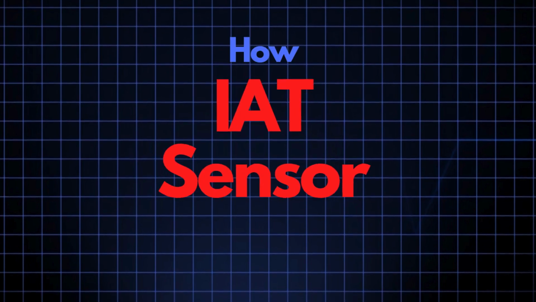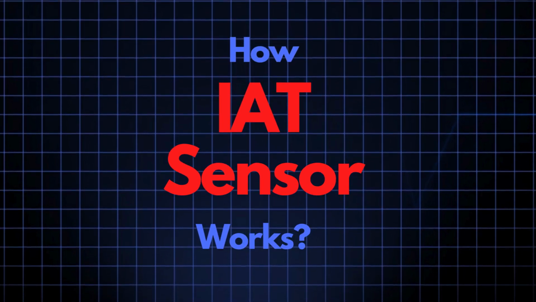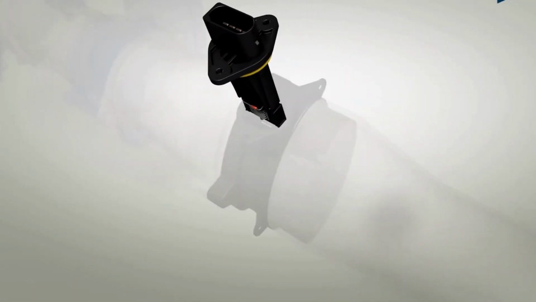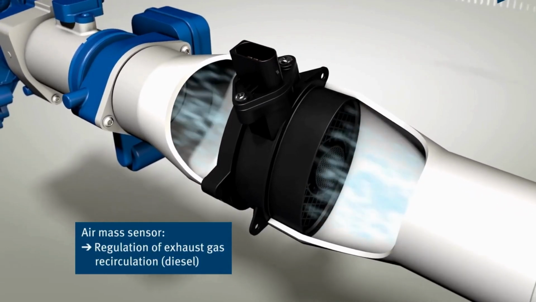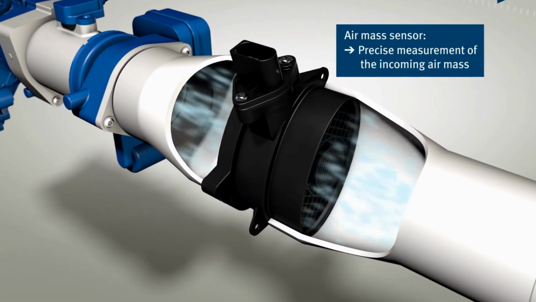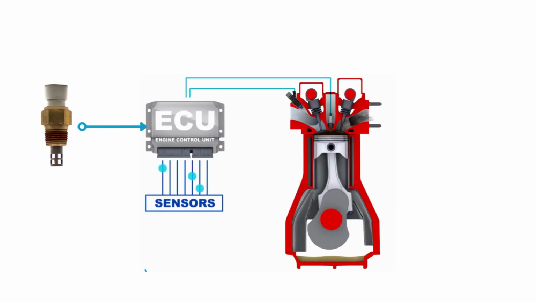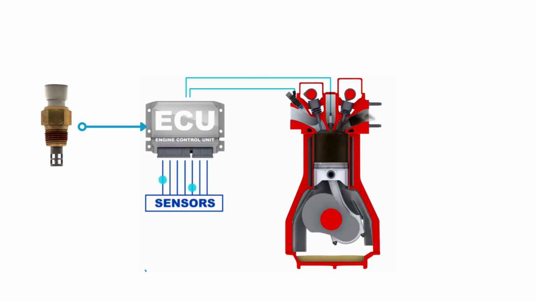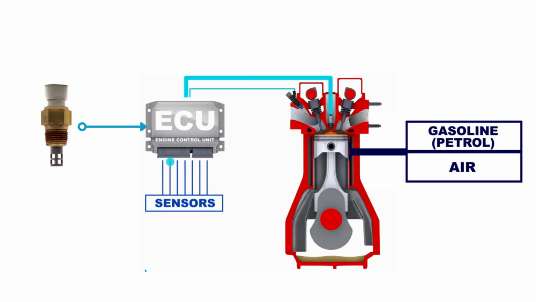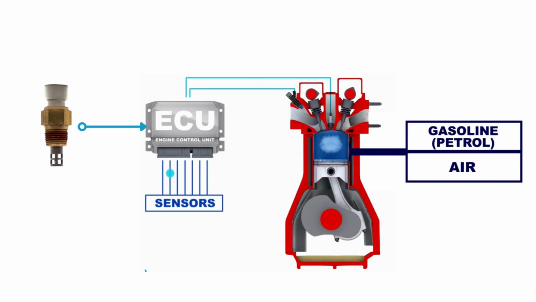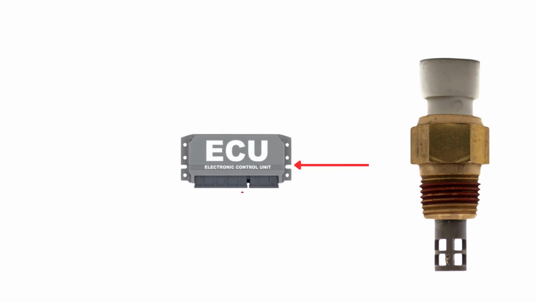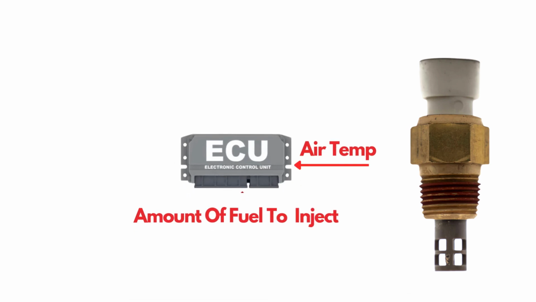Now let's talk about what the IAT sensor actually does. The intake air temperature, or IAT sensor, measures the temperature of the air entering the engine and sends that information to the engine control unit, or ECU. The ECU uses this data to fine-tune several critical engine functions, including fuel delivery, ignition timing, and the air-fuel ratio. In simple terms, the IAT sensor tells the engine how much fuel to inject based on the temperature of the air entering the engine. If that temperature reading is incorrect, the ECU ends up making the wrong fuel calculations.